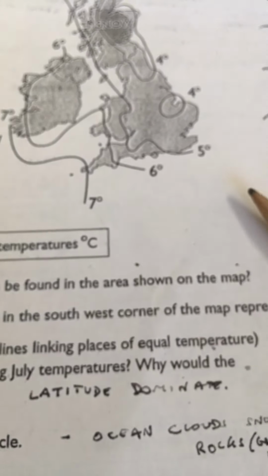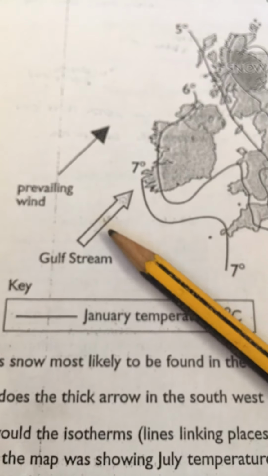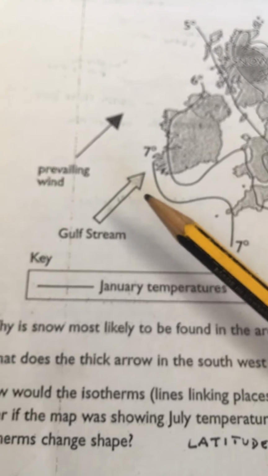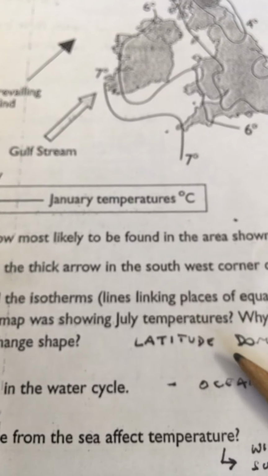What does a thick arrow in the southwest corner of the map represent? Well, that's a gimme mark, isn't it? Because it gives you the answer. Gulf Stream.